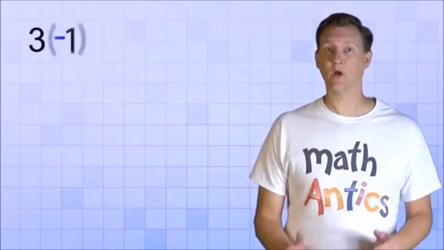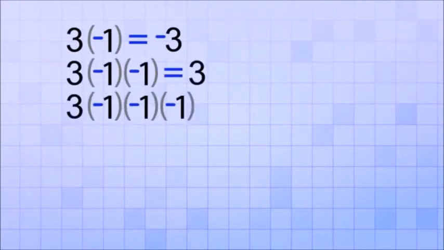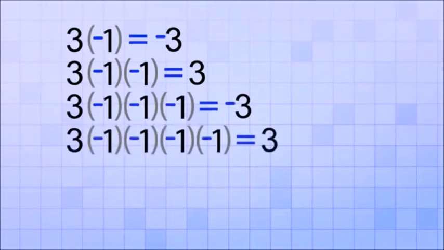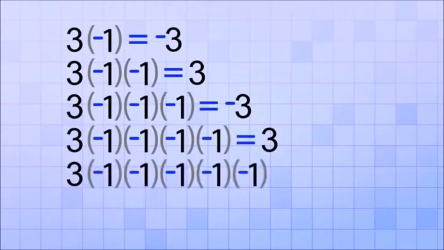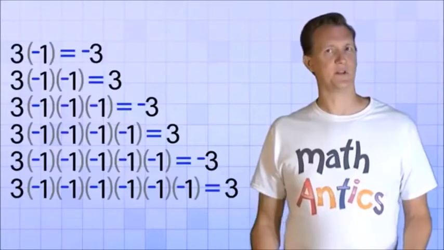So, multiplying by 1 negative gives us a negative. Multiplying by 2 negatives gives us a positive. Multiplying by 3 negatives gives us a negative. Multiplying by 4 negatives gives us a positive. Multiplying by 5 negatives gives us a negative. Multiplying by 6 negatives gives us a positive, and so on. Do you see the pattern?